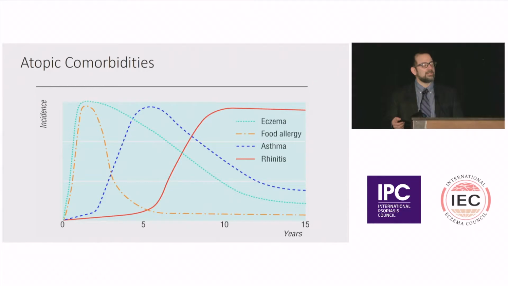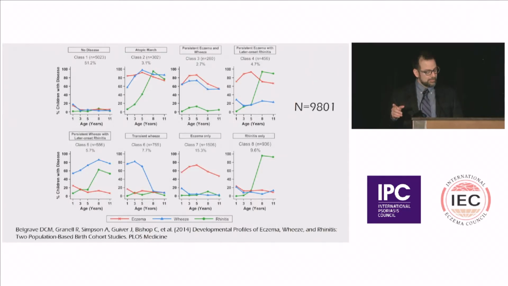So this is Danielle Belgrave's work looking at a couple different UK cohorts and trying to figure out, well, what does start first? What are these different trajectories of the atopic march? And so what she actually found using machine learning, Bayesian statistics, is that there's a whole bunch of atopic marches.